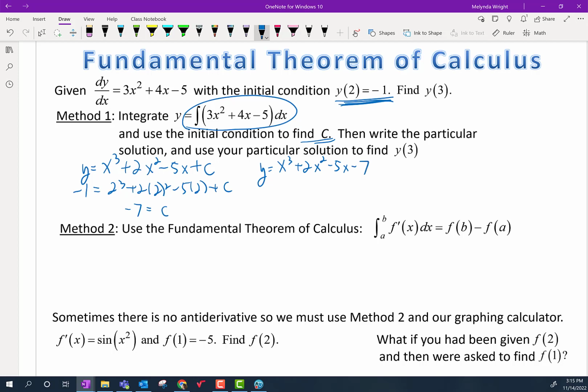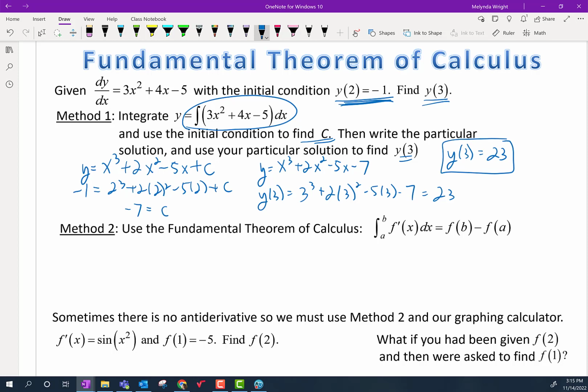Then what they're asking us to do is find y of 3. So we take our equation and substitute a 3 in for the x. So I would have 3 cubed plus 2 times 3 squared minus 5 times 3 minus 7. Then after some arithmetic, we get that that is 23. So our final answer, what they're wanting us to find, y of 3, is 23. Now that's the way that we're accustomed to working these.